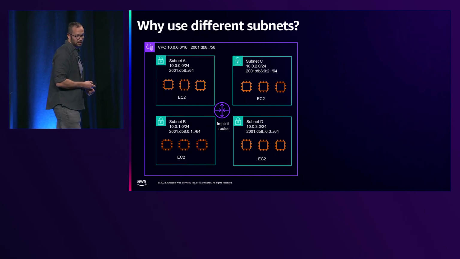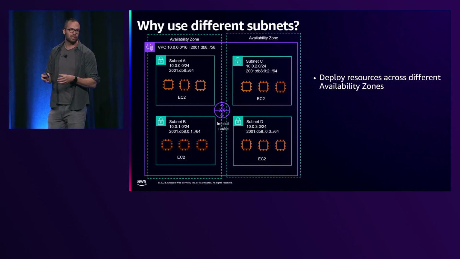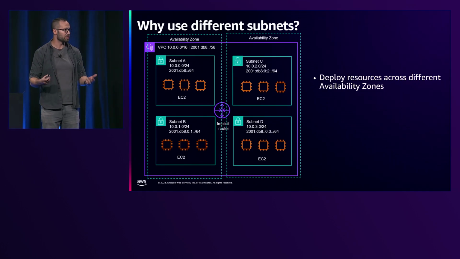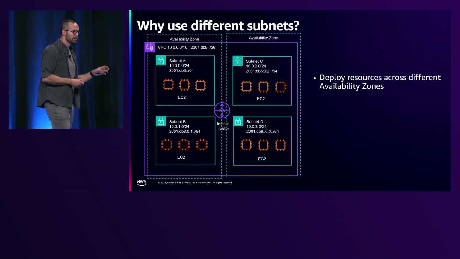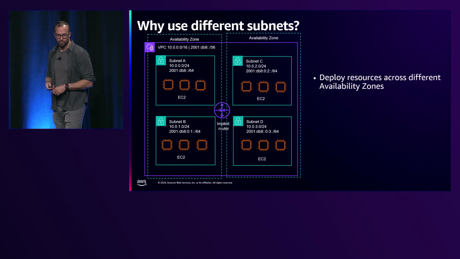So the reasons why you need subnets, number one, subnets are an availability zone construct, whereas the VPC spans multiple AZs. VPC is regional. So if you want to deploy resources in different AZs, you have to use separate subnets for each AZ.